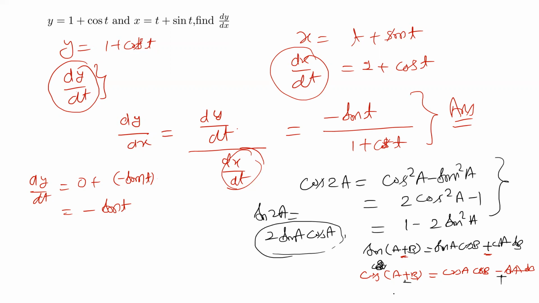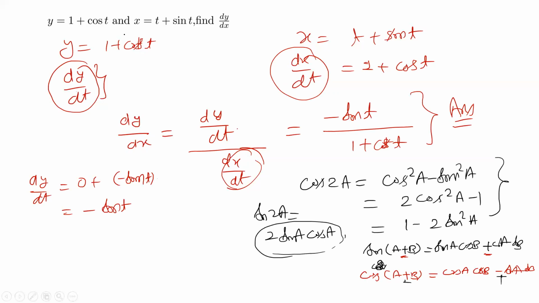And for cos a plus b, to find cos 2a, put b equal to a, and you get cos square a minus sin square a. To find the value in terms of cos only, apply the identity cos square theta plus sin square theta equals 1, and you get 2 cos square a minus 1. In terms of sin you get 1 minus 2 sin square a.